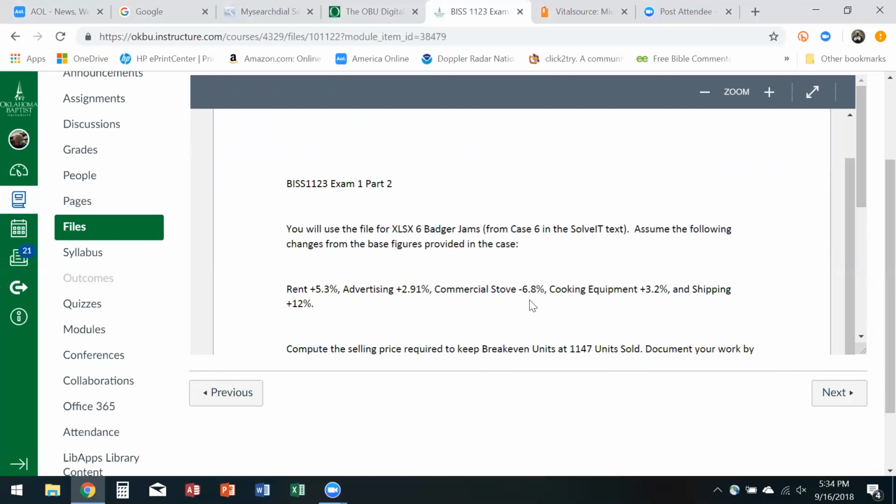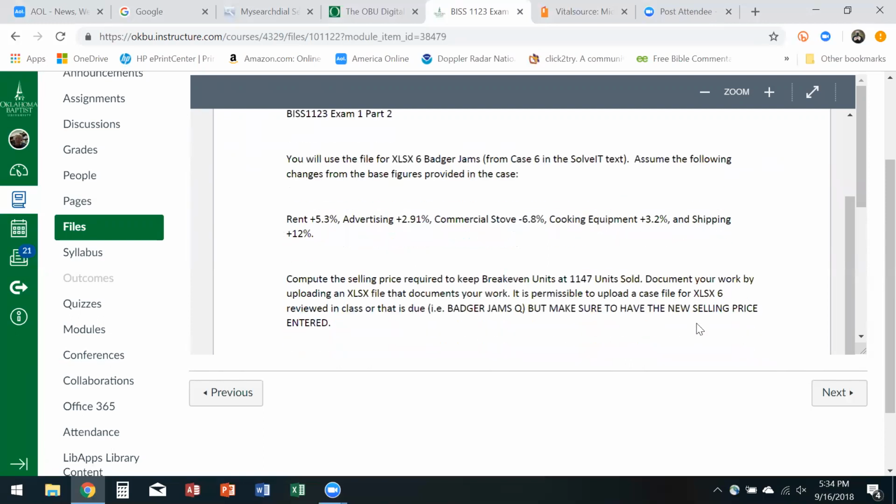Then I'm going to ask you to compute the selling price to keep the break-even units at 1,147 units sold. And I want you to document your work. You're going to upload that file, and you can take that case file from 6 and do that. But you need to make sure that you have the new selling price required, because once these variables are changed, the selling price required to reach break even will be tough to get to.